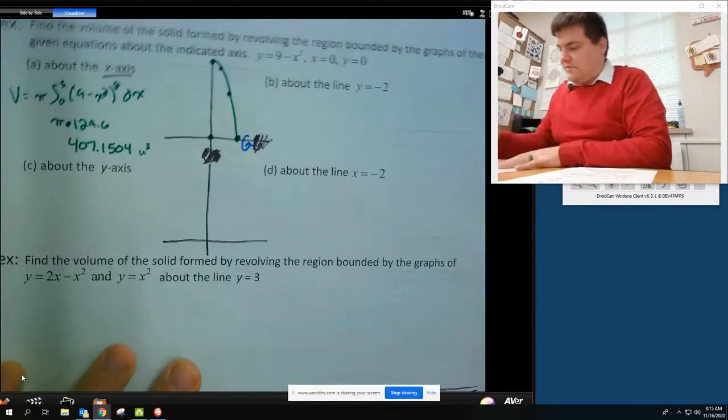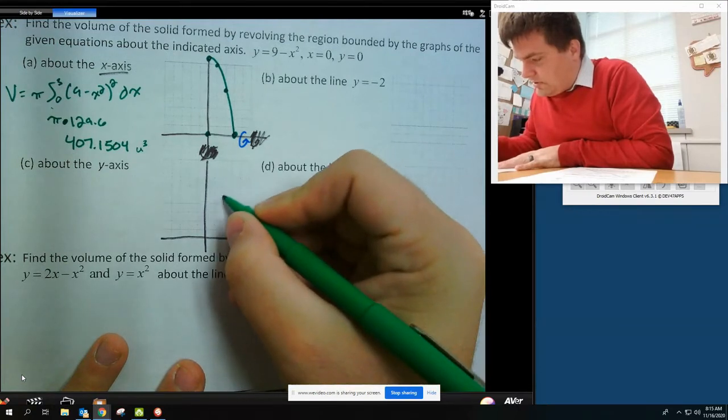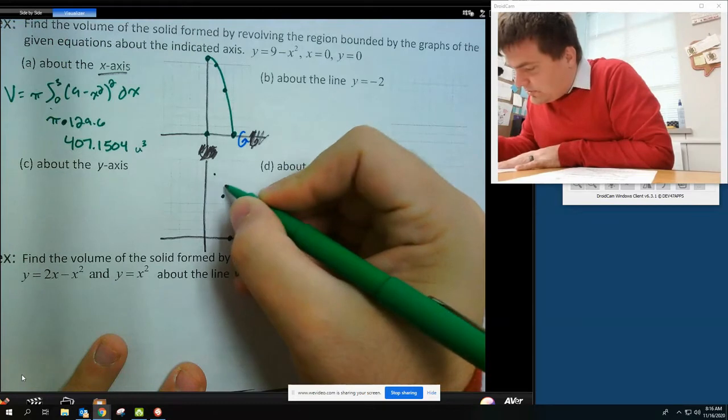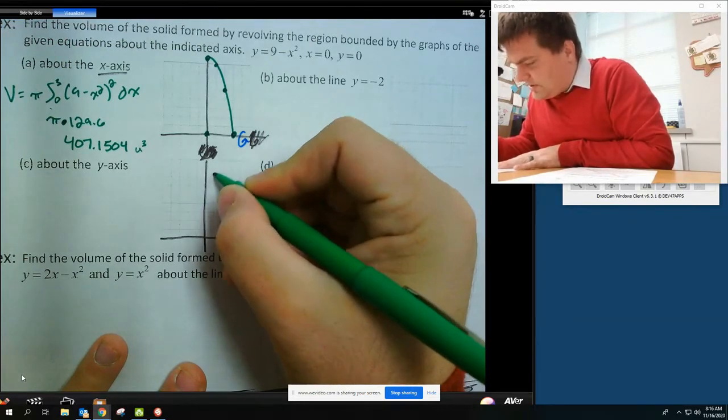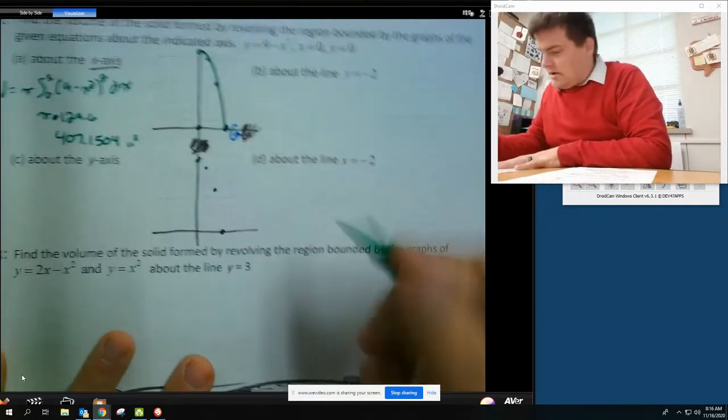So same graph for 3. 1, 2, 3, 4, 9. Oh, 1. I can't. 2. I think that's 3. I think this is it. I don't know. It's kind of hard to tell with my little drawing here.